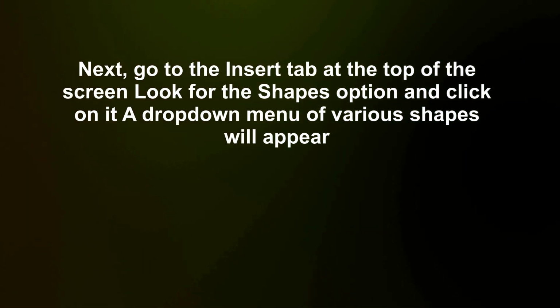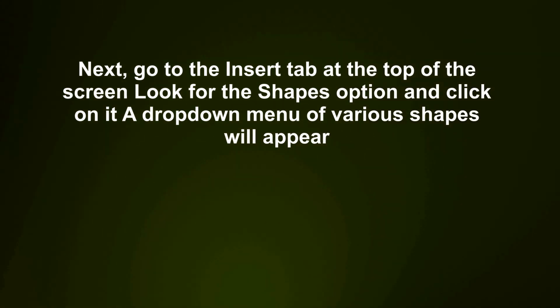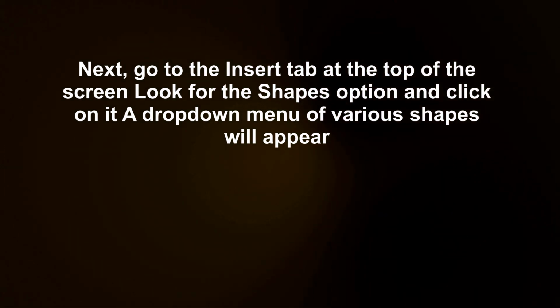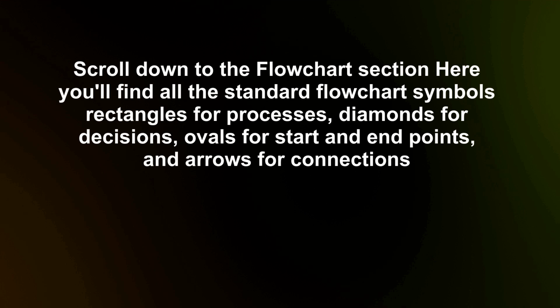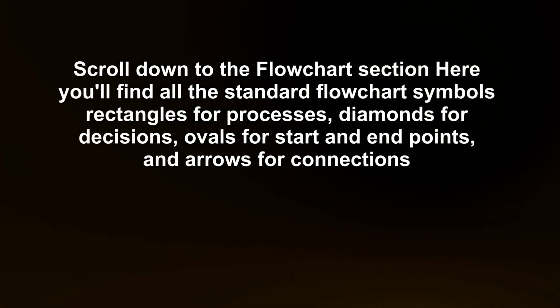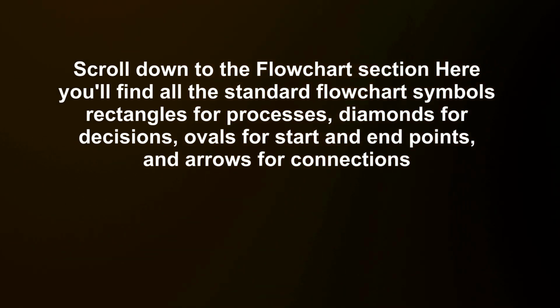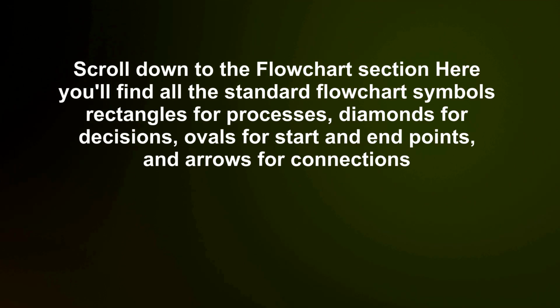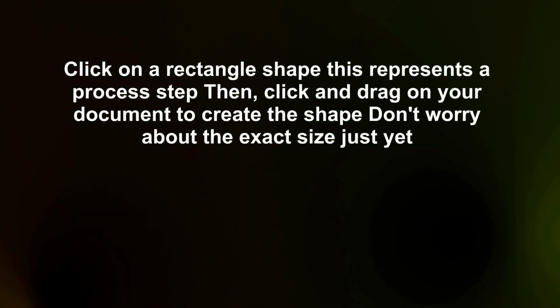Next, go to the Insert tab at the top of the screen, look for the Shapes option and click on it. A drop-down menu of various shapes will appear. Scroll down to the Flowchart section. Here you'll find all the standard flowchart symbols: rectangles for processes, diamonds for decisions, ovals for start and end points, and arrows for connections. Click on a rectangle shape.